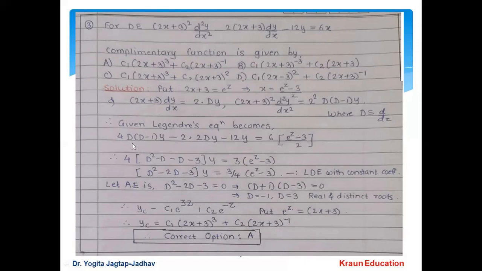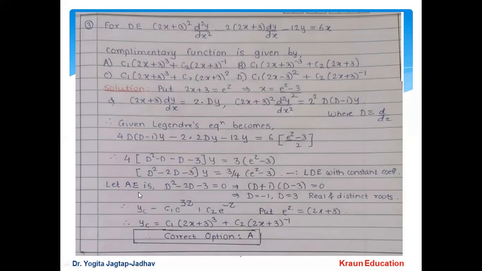Right? Again, by taking 4 common from each of the terms on the left side and taking y common, we have 4 times (D square minus D minus 3) operating on y equal to, 2 threes are 6, that is 3 times (e raised to z minus 3). So by shifting this 3 to the right side, we have this linear differential equation with constant coefficients, and they asked to find out the complementary function.